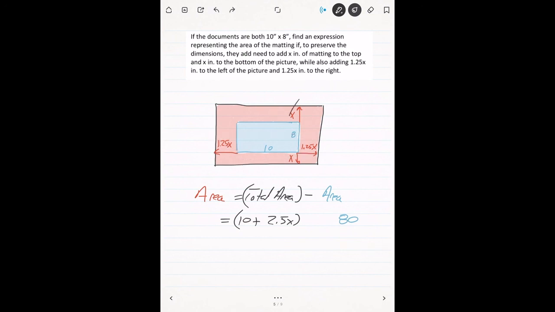Now let's figure out the width, or the height here. Figure out how tall this is. So, I'm running out of space.